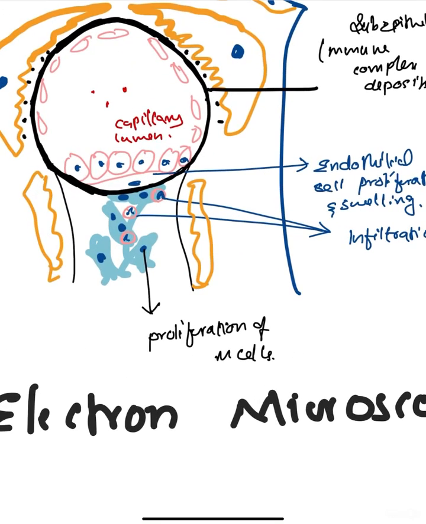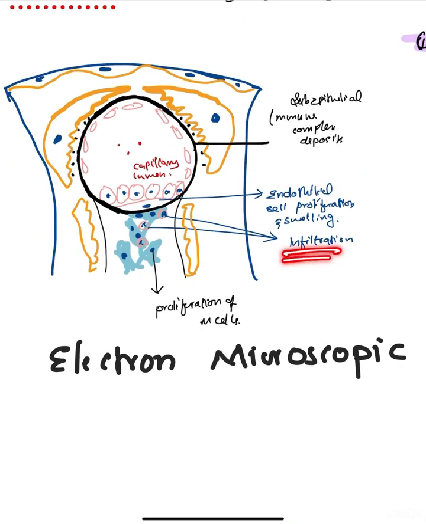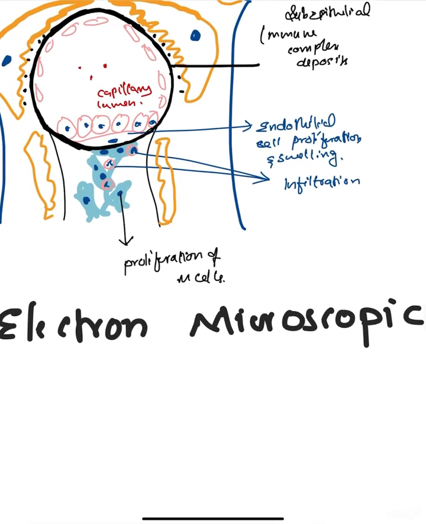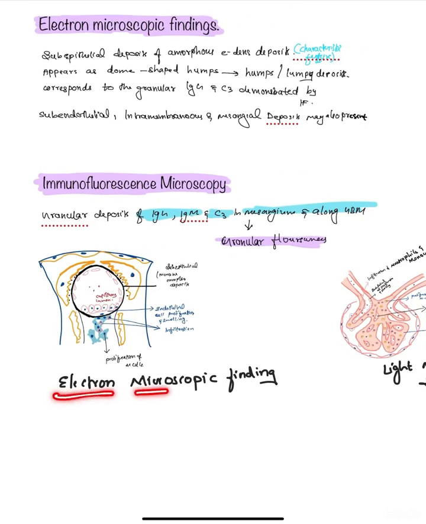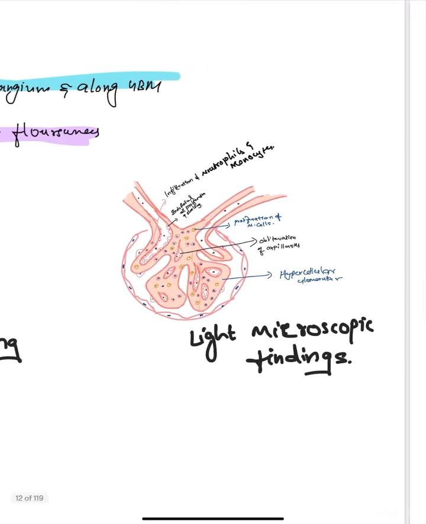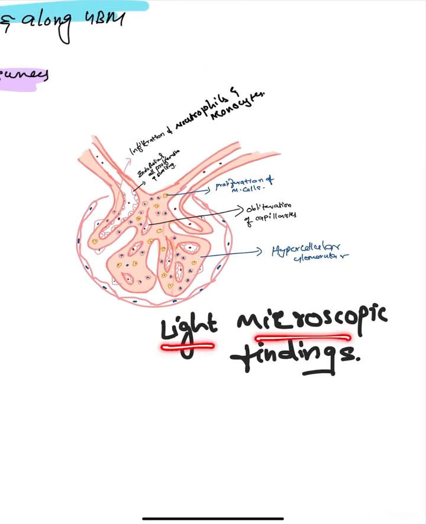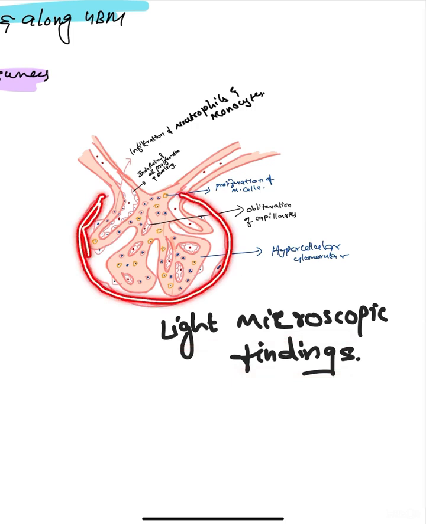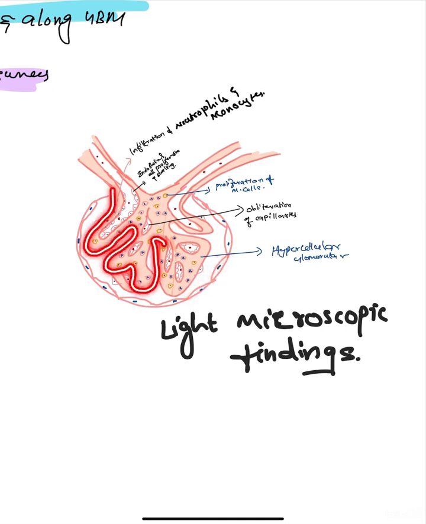So there are a few neutrophils, monocytes, etc., due to the cell injury. And the other feature is proliferation of the mesenchymal cells. So that is all about the electron microscopic findings. And we have the light microscopic findings. So these are the visceral epithelial cells and this is the glomerulus. And this is the Bowman space.